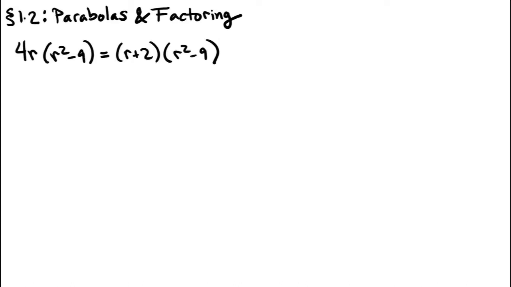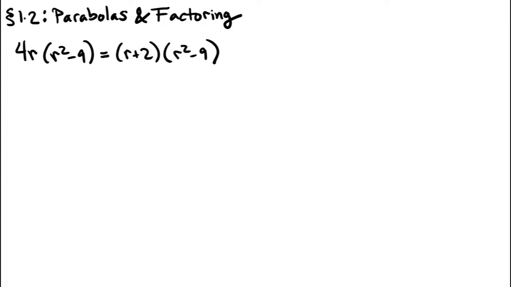Now let's try something a little trickier. Consider this equation: 4r times r squared minus 9 equals r plus 2 times r squared minus 9. Pause the video and think about how you would solve this.